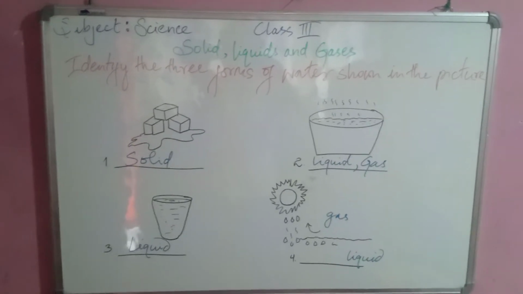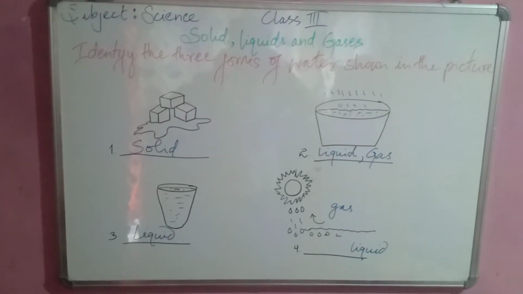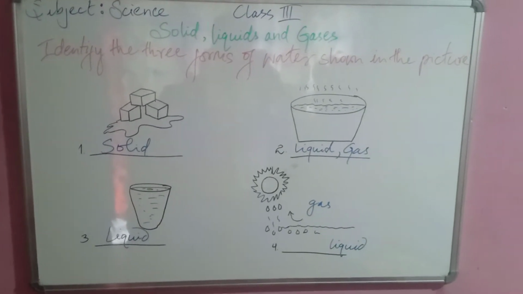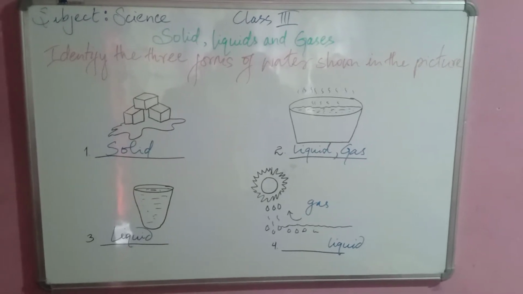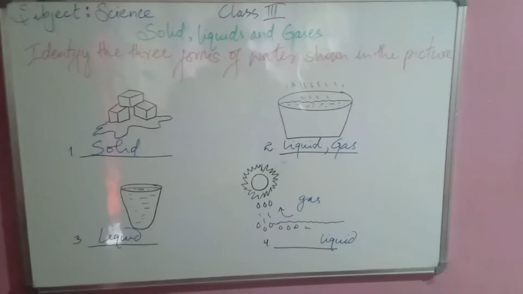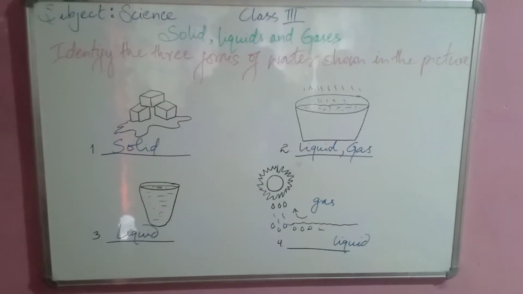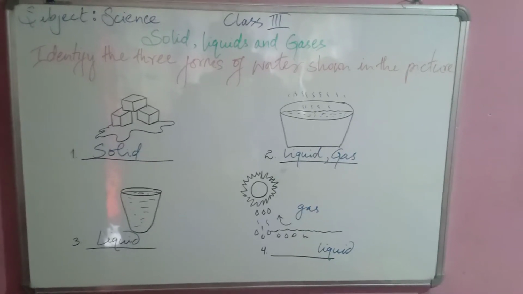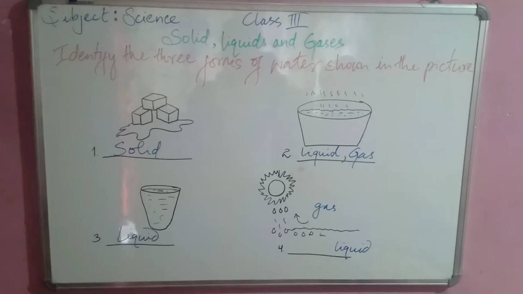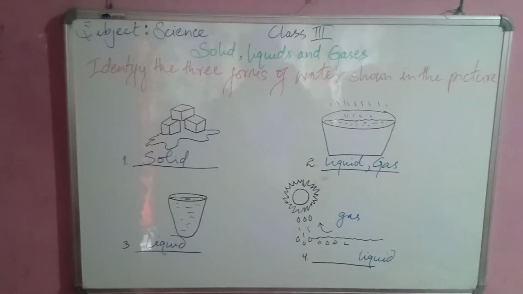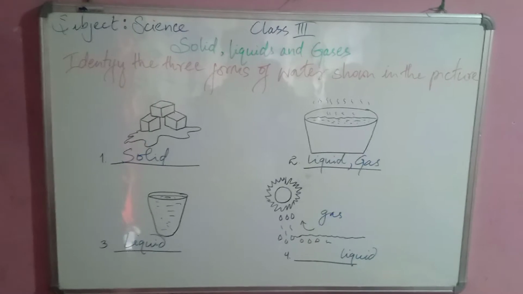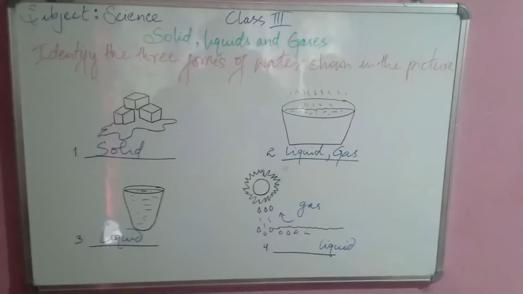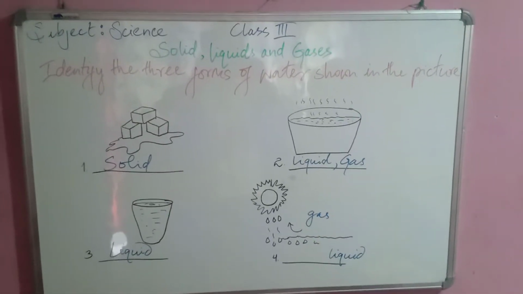The first picture will be your solid, which is ice cubes. Then we have a bucket full of hot water. The water will become liquid. Then the vapor coming out of that water will be your gas. So you have to write liquid comma gas. Then the glass full of water will be your liquid. After that we have the sun and the ocean. We have to write liquid and gas.